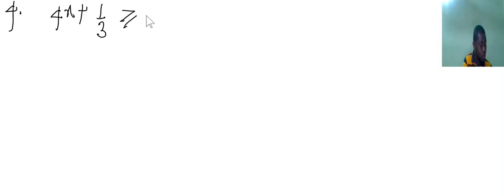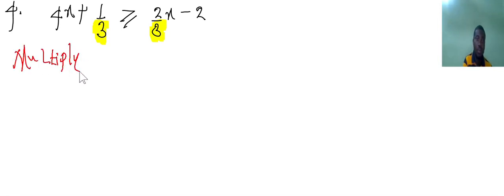Let's take one more. We want to solve the inequality 4x plus 1 over 3 greater than or equal to 2 over 3 of x minus 2. Obviously, it's an inequality that also involves fractions. So we have 3 and 3 as the denominators. The LCM of 3 and 3 is 3, so we'll multiply through by 3. The inequality sign doesn't change.